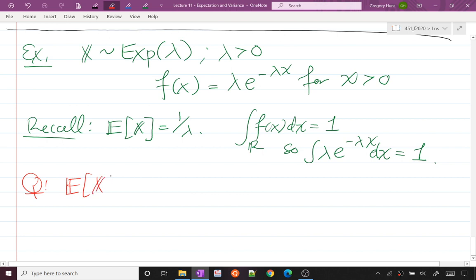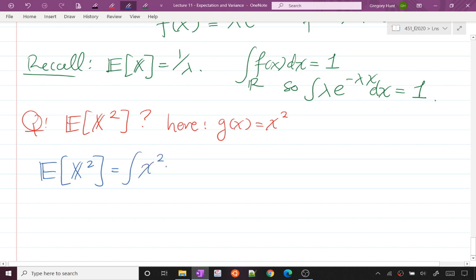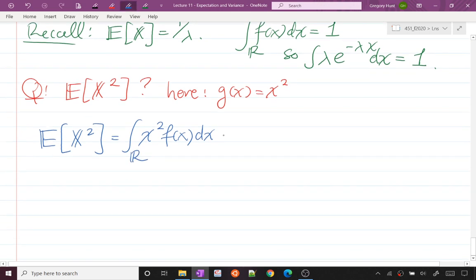Let's calculate, instead of the expected value of x, the expected value of x squared. Here g of x in this case is basically x squared. Let's apply the law of the unconscious statistician, which says that the expected value of x squared is the integral of x squared times f of x dx. Of course, we can just look at 0 to infinity because the PDF is 0 if we have a negative value. So this is x squared, and the PDF is lambda e to the negative lambda x dx.